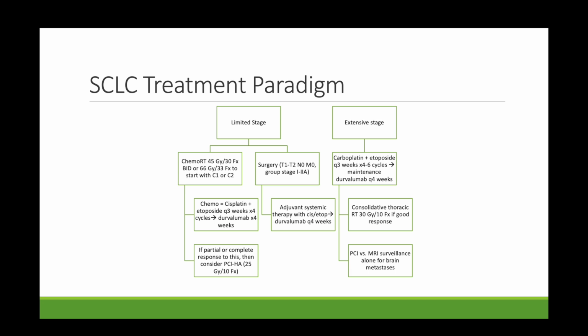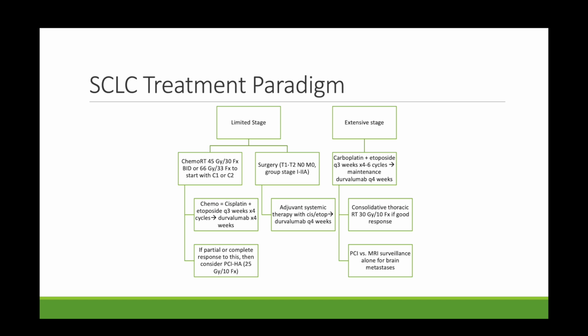We have data that if patients respond well to their upfront chemoradiotherapy for limited stage disease, then there's actually an overall survival benefit to prophylactic cranial irradiation. The caveat is that this data emerged in a pre-MRI era. So without MRI, we were probably missing so many brain metastases, and so many patients that maybe already had brain metastases were being treated with prophylactic cranial irradiation.